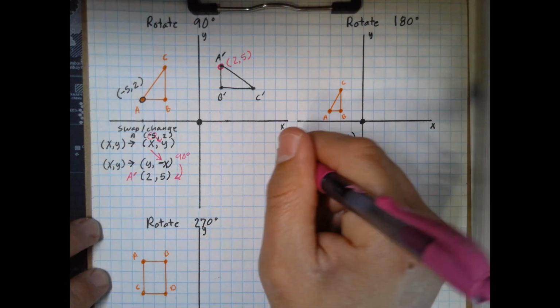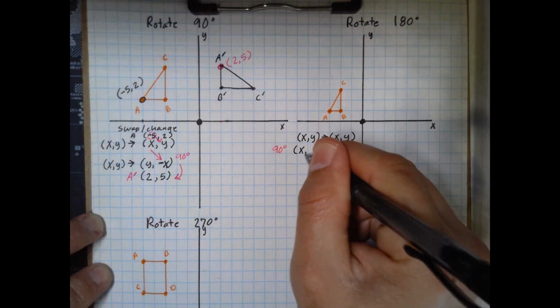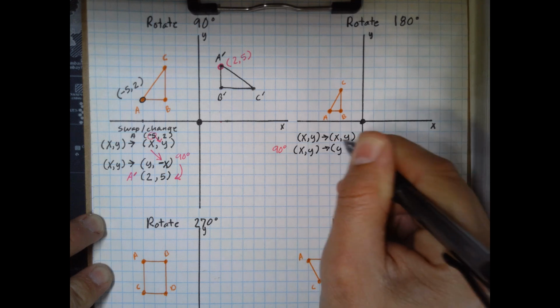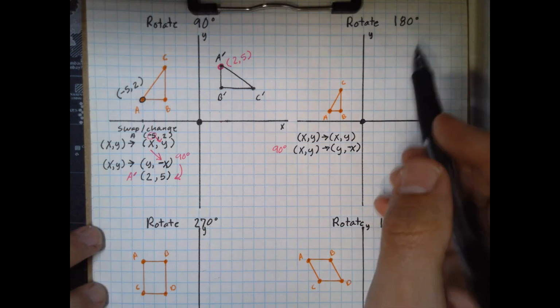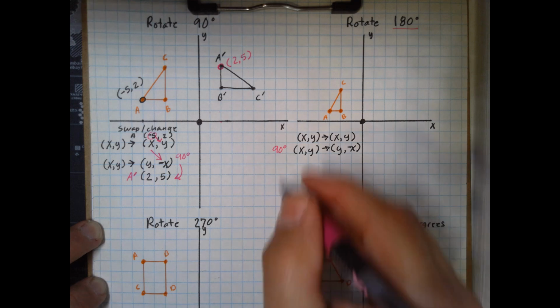And then we did what we call a 90-degree rotation. And we ended up with a rule, x and y. And the y came to the front, and the x went to the back and changed its sign. Now in this case, notice they want us to rotate it 180 degrees. So I'm going to use the rule first in this one.